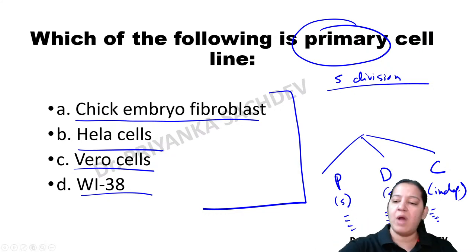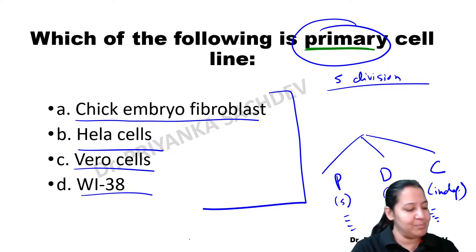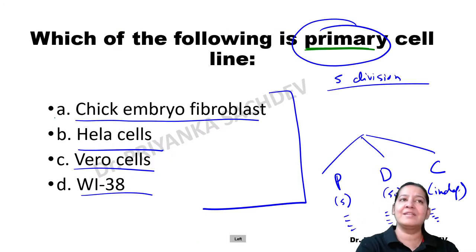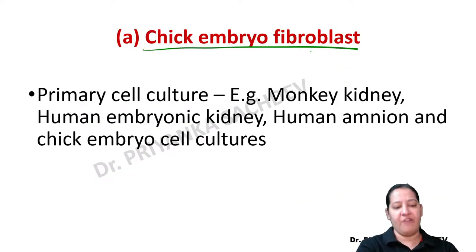I want to ask you the examples of primary cell line. Which of the following? Yes, most of you are right. The correct answer here is, of course, A. What about others? HeLa or Vero, whose example? Okay, here the answer is A, chick embryo fibroblast. It is primary.